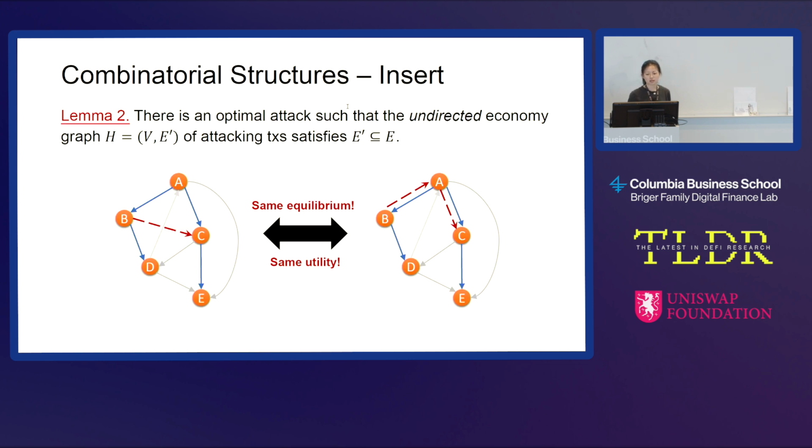Actually, our results show that it's sufficient to just insert the attacking transaction along the existing edge in the undirected graph. So suppose we select these 4 blue transactions, and in the attack you want to insert an attacking transaction from B to C. Then I would say it's equivalent to just replace this transaction with a path of transactions along the existing transactions in this graph. And by doing this, you will receive the simulated.